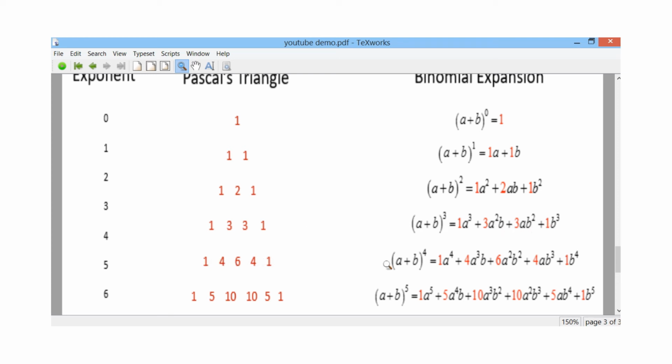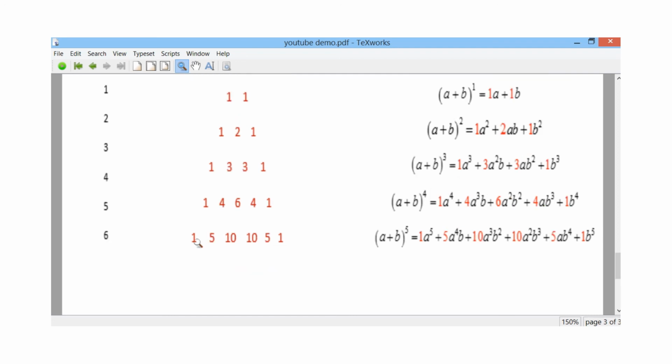So 1, 4, 6, 4, 1, and again a to the 4, a to the 3 b to the 1, a to the 2 b to the 2, a to the 1 b to the 3, and b to the 4. Same as the system we just worked out. Same again with a plus b to the 5: 1, 5, 10, 10, 5, 1.